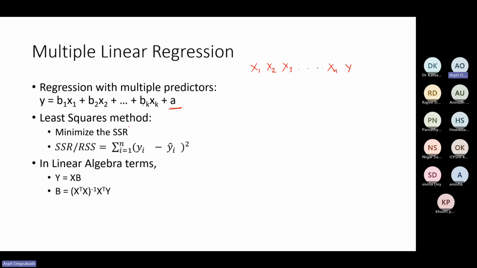Here again, we can try to find a solution by using the least squares method, where we find the coefficients b1, b2 till bk and a, whichever coefficients give us the minimum value of SSR or RSS, the residual sum of squares. This whole thing is basically the line that fits the best.